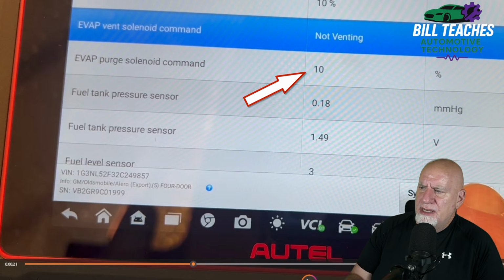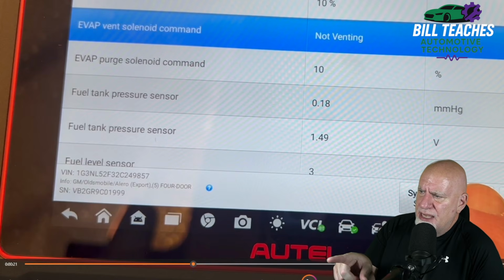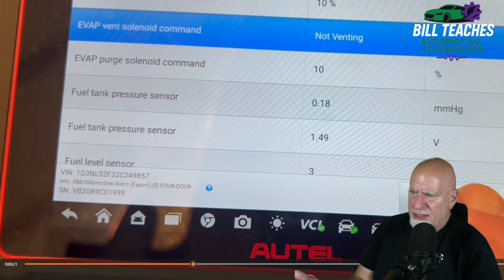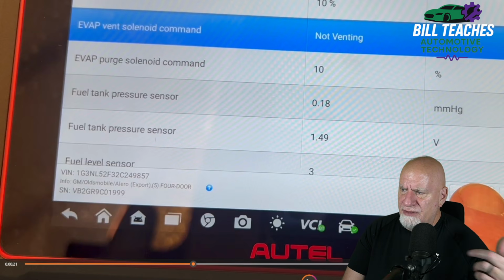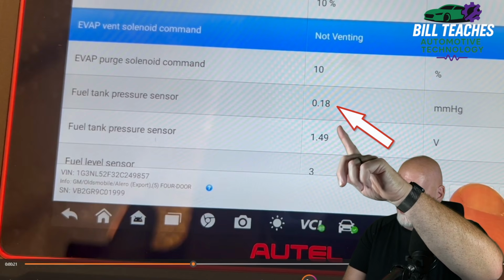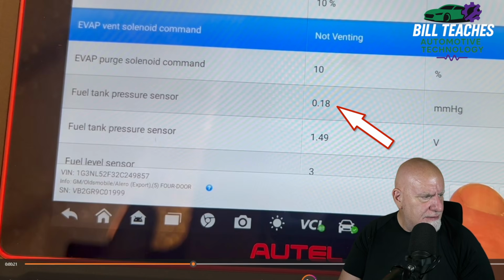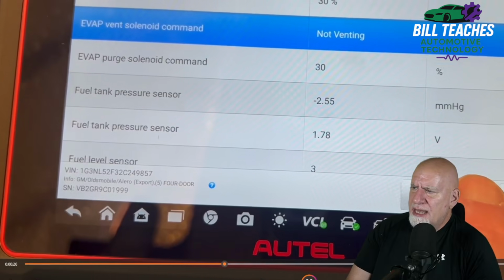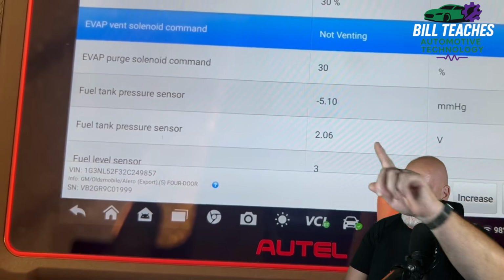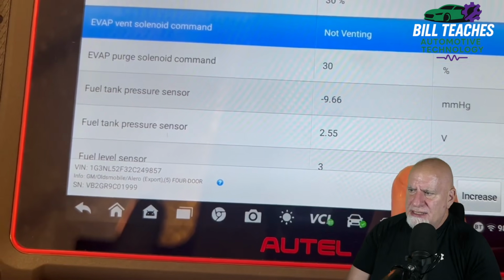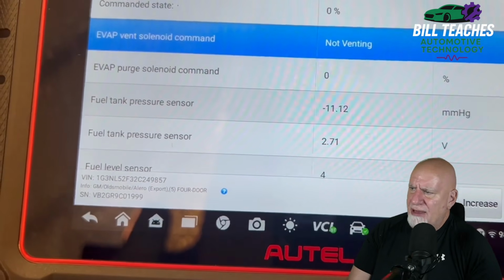Now, what I want you to do is pay attention to the fuel tank pressure sensor, not necessarily the voltage, but look at the pressure, which is right up above the fuel tank pressure sensor. Look at that and let's see what it does. You can see I'm pulling a negative vacuum, right? You can see the negative right there. Once it gets to around 9 or 10, I'll stop it.